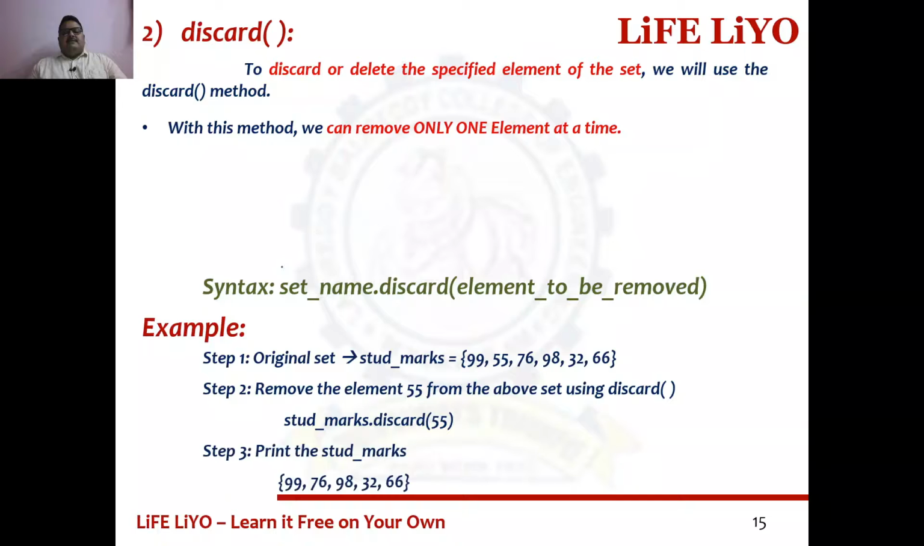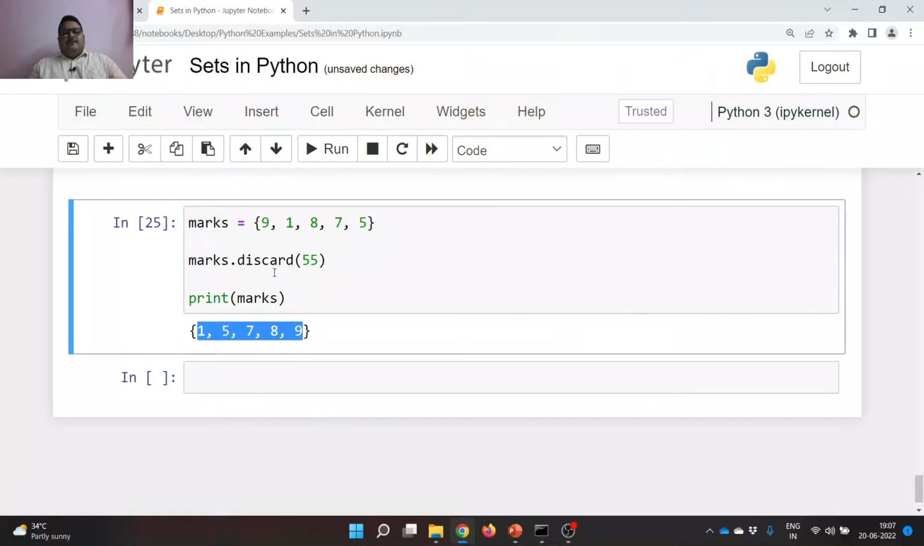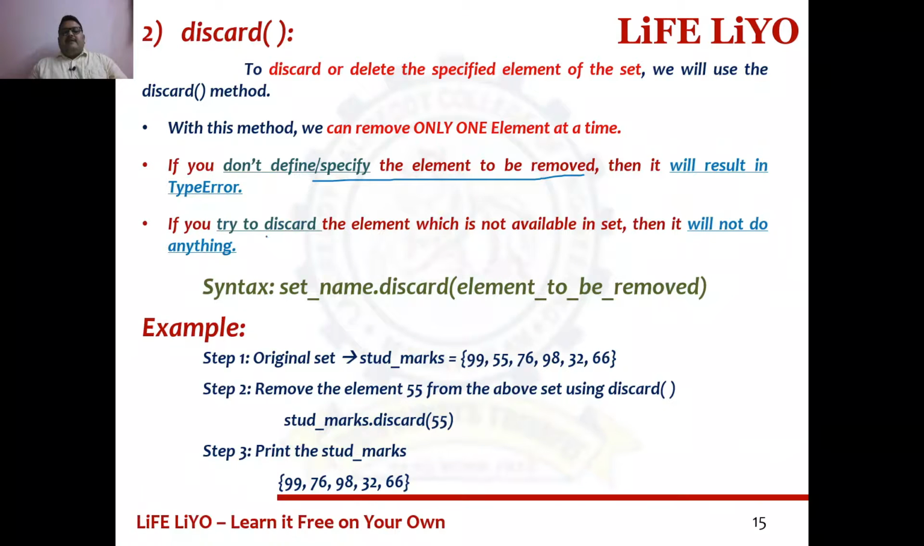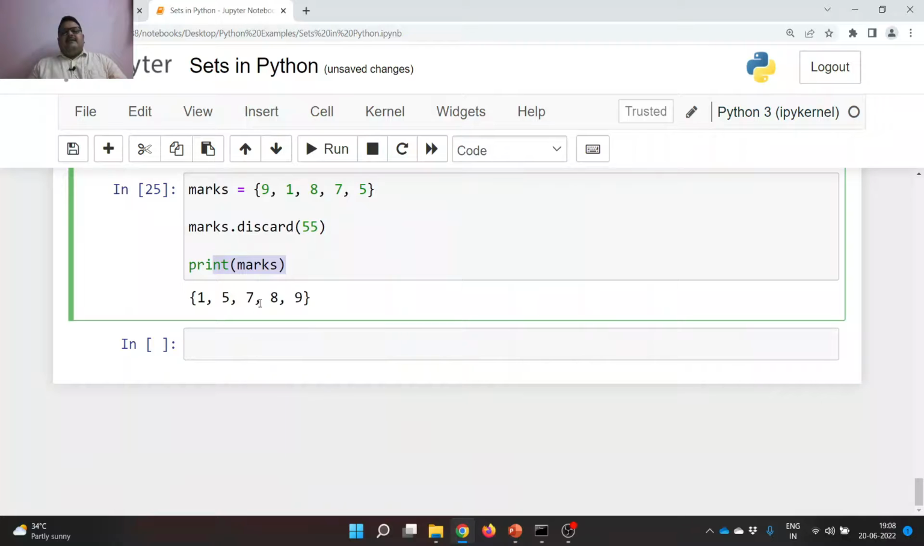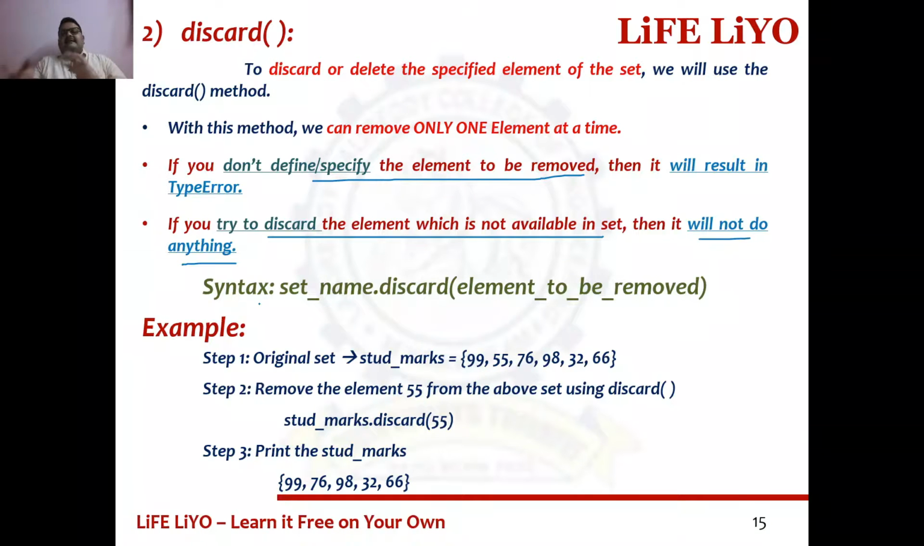So we have seen the example. If you don't specify the element to be removed, type error. If you try to discard an element which is not available in the set, it will not do anything. Look at here, it didn't do anything. That's the difference between remove and discard.